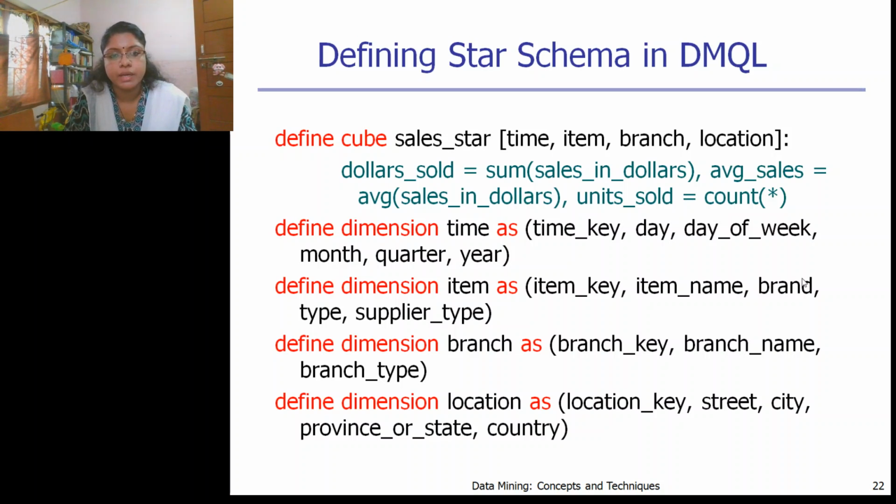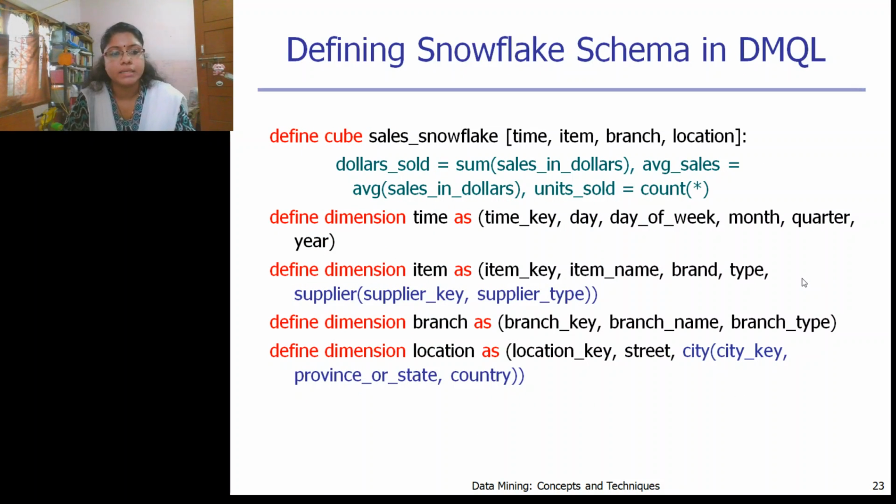Now we have to write the query for the snowflake schema. The snowflake schema will be like this. Define sales snowflake schema, the same way you wrote it when representing the star schema. The only difference is that the dimension is divided again into subdimensions, so that needs to be written like this. In the dimension item, you can see that the supplier is again broken down into subdimensions. That needs to be written like this, which is given in blue color.